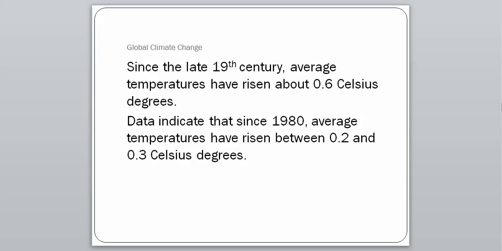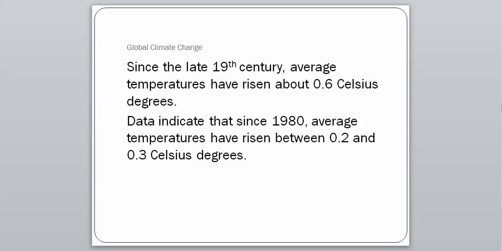That's a problem because animals are very sensitive, plants can be very sensitive, all living things are very sensitive to the environments that they live in, and if the climate changes, that could throw off a lot of different things. Since the late 19th century, our average temperature has risen about 0.06 degrees Celsius, and data indicate that since 1980, average temperatures have risen between 0.2 and 3 degrees Celsius as well. That might seem like a small change, however, it can cause large-scale effects that we can't even hardly fathom.